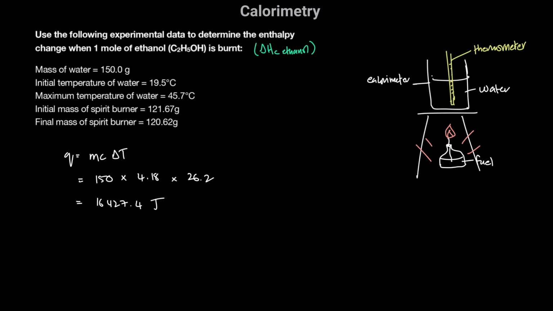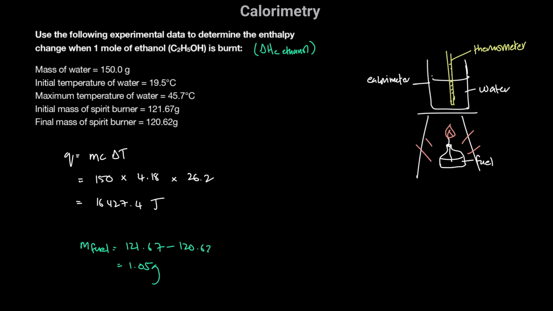Now we want to find the enthalpy change of combustion of ethanol, that is, the enthalpy change when 1 mole of ethanol is completely combusted. Here we know how much ethanol was combusted. The mass of fuel combusted in this case was the initial mass minus the final mass of the burner. That would be 121.67 minus 120.62, which is 1.05 grams.